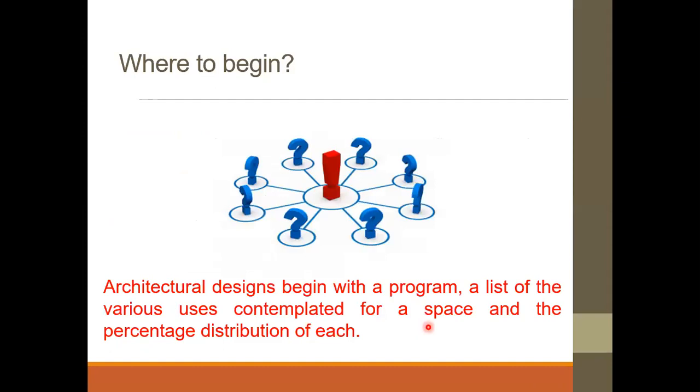So let's discuss: whenever an architectural project is given to you, where do we have to start, or what is the point at which we begin our project? The process always starts with programming. We can say programming is a list of various uses contemplated for a space and the percentage distribution of it. It means it carries majorly two features.